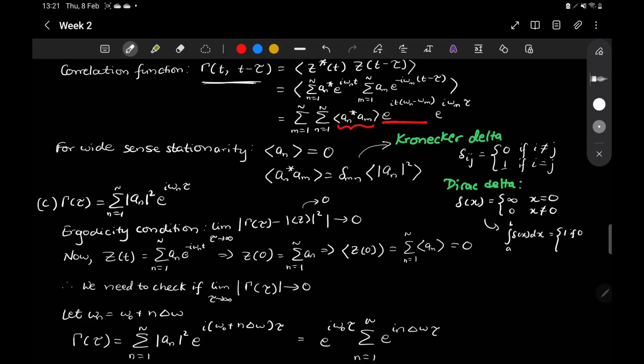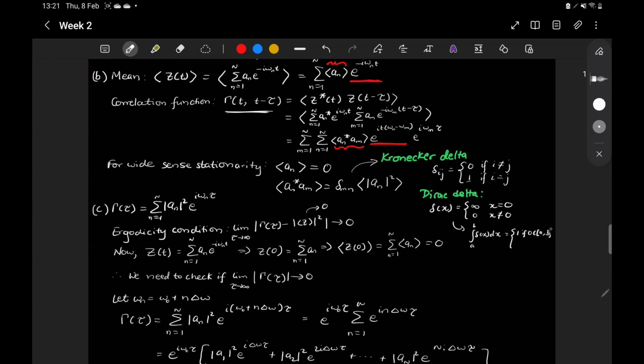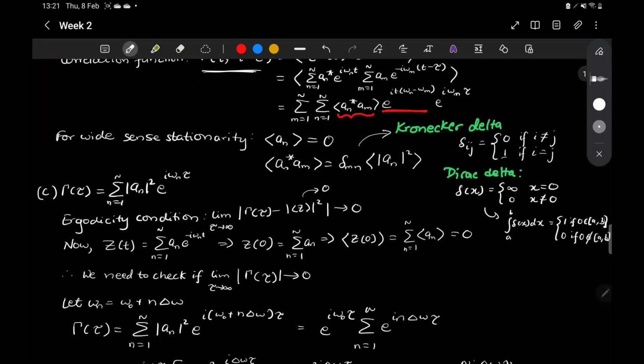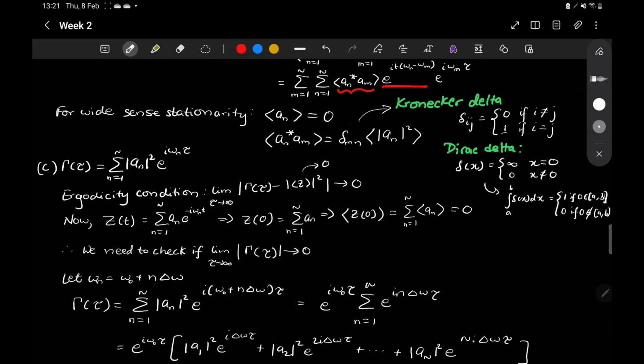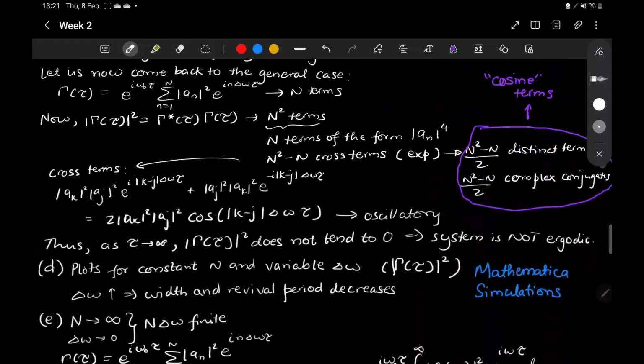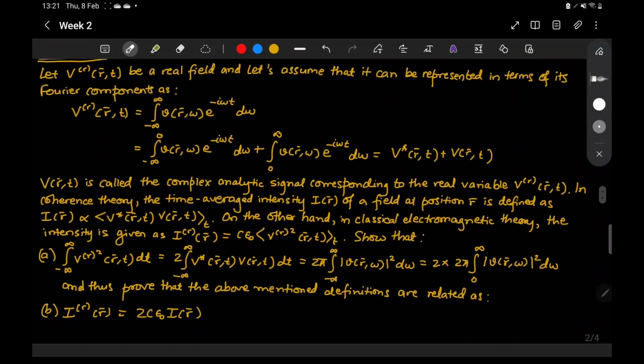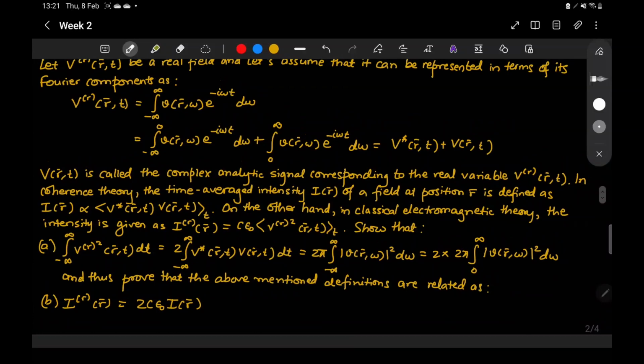if 0 belongs to the interval a comma b, and it is 0 if 0 is not in the interval a comma b. So that is the continuous version of the Kronecker delta function, which is the Dirac delta function. Okay, so this finally brings us to the end of problem 1. Next up we have problem 2, which has two parts this time.